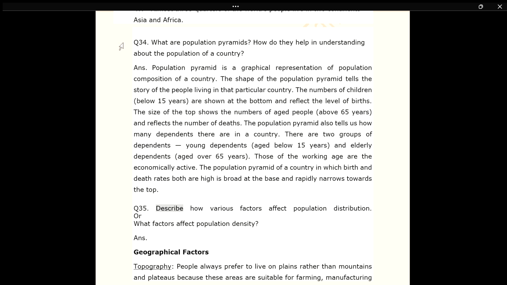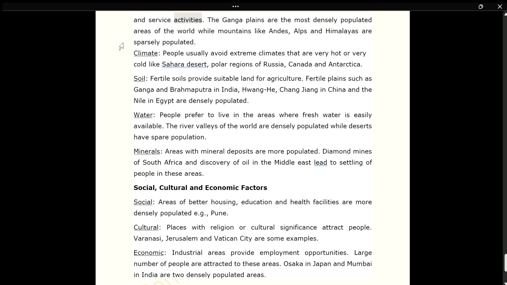Q35. Describe how various factors affect population distribution. Or, what factors affect population density? Ans. Geographical factors. Topography. People always prefer to live on plains rather than mountains and plateaus because these areas are suitable for farming, manufacturing and service activities. The Ganga Plains are the most densely populated areas of the world, while mountains like Andes, Alps and Himalayas are sparsely populated.